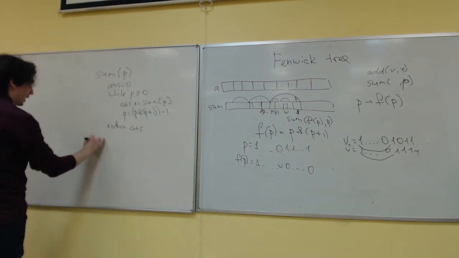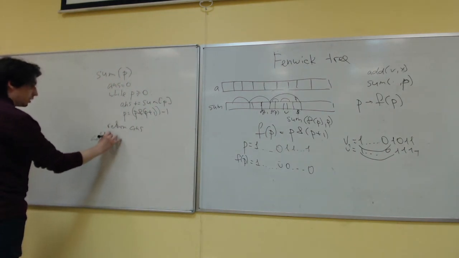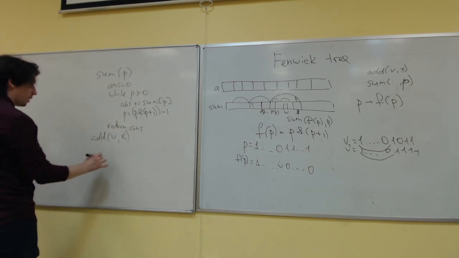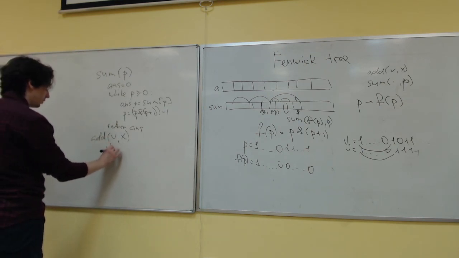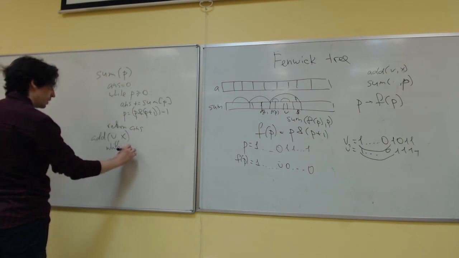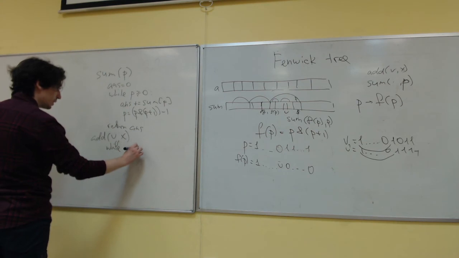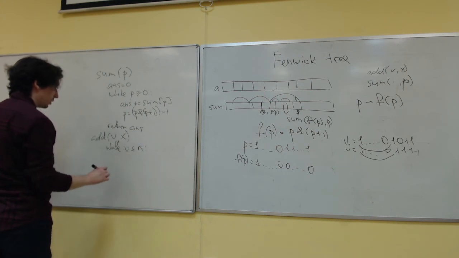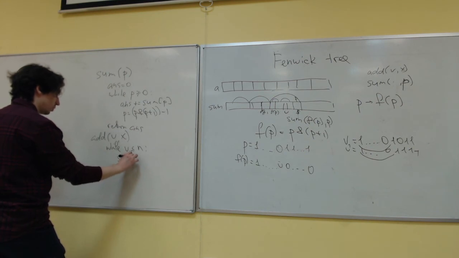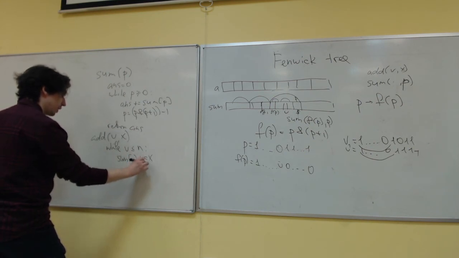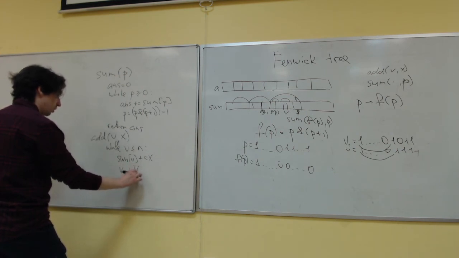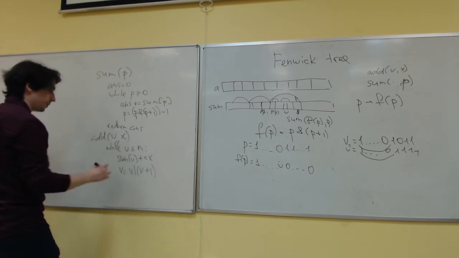So we want to add x at V, and while V is less than the size n, we do the following: sum of V plus equals x, and V equals V or V plus 1.